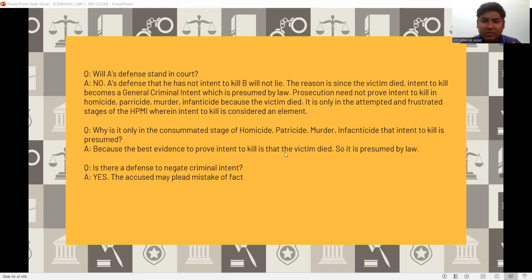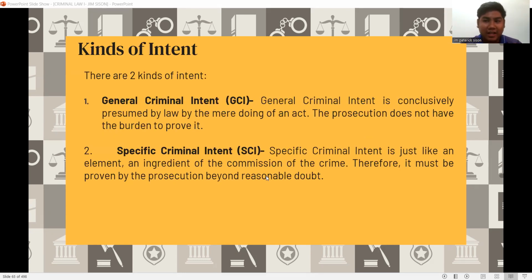So, is there a defense to negate criminal intent? Yes, the accused may plead mistake of fact. Later, we'll discuss mistake of fact. So, we have two kinds of intent: number one, general criminal intent, and number two, specific criminal intent.